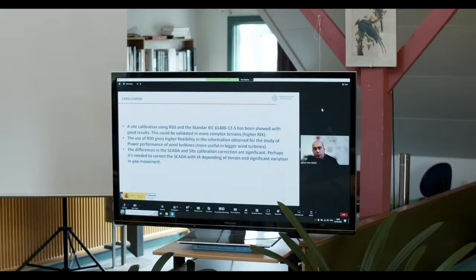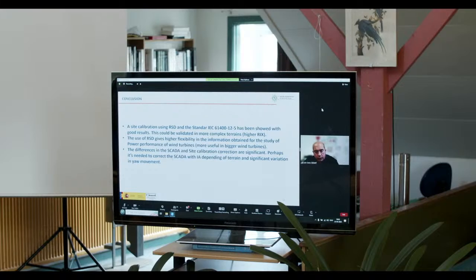So as conclusions, we have measured and shown a site calibration using remote sensor devices like LIDARs. And the use of the standard IEC 61400-12-5 with good results. But this site calibration must be validated in more complex terrains with a higher ruggedness index, which, well, we are working on with other research groups.